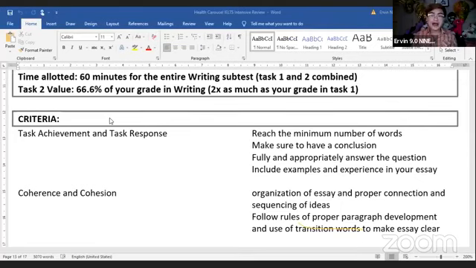Now, what about "on the other hand"? On the other hand is a connective which IELTS examiners prefer in Task 2 but not so much in Writing Task 1. Why? When you write "on the other hand," you're presenting the other side of the story.